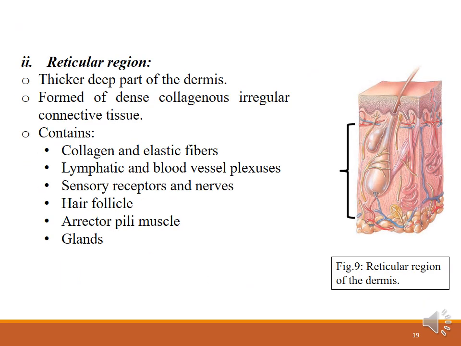The reticular region of the dermis is the thick, deep part of the dermis. It is formed of dense, collagenous, irregular connective tissue. It contains collagen and elastic fibers, lymphatic and blood vessel plexuses, sensory receptors and nerves, hair follicles, erector pili muscle, and glands. So many structures are found within this region of the dermis. We are going to talk about them, of course, in the next few slides.